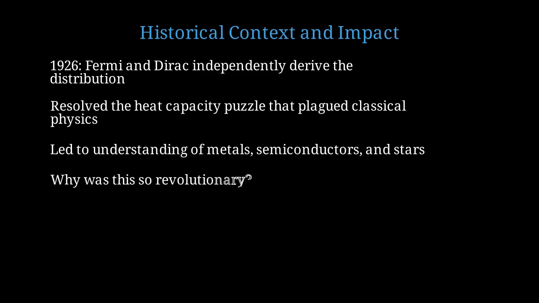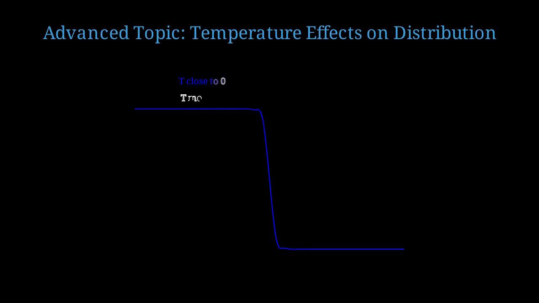Why was this discovery so revolutionary? Because it showed that quantum mechanics fundamentally changes statistical behavior, not just the behavior of individual particles. Let's look more closely at how temperature affects the Fermi-Dirac distribution. Here are Fermi-Dirac distributions at 3 different temperatures.